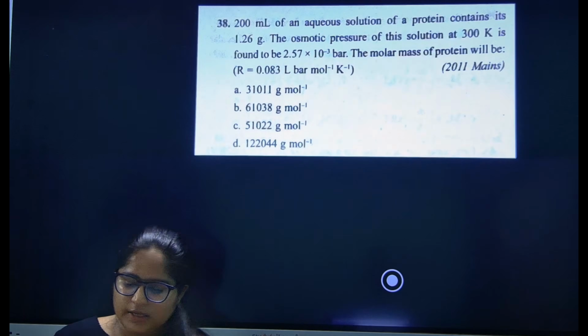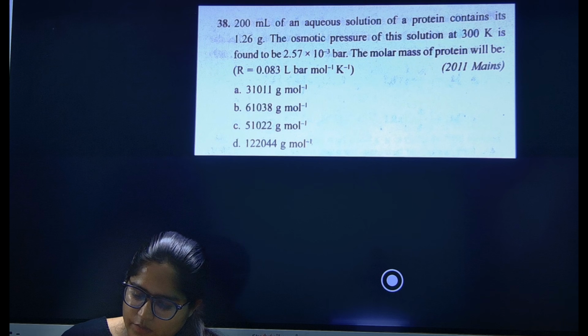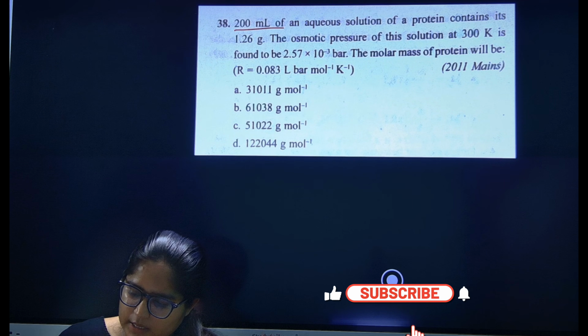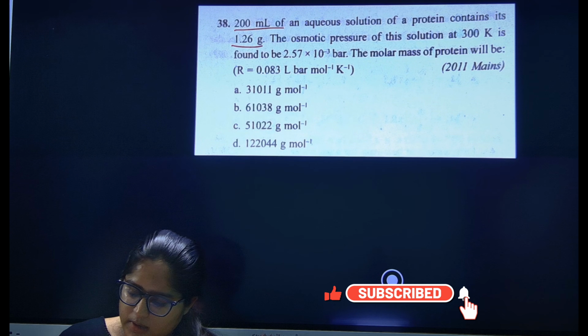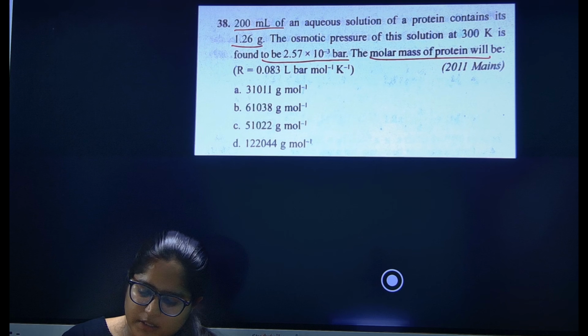Now let us see question number 38. 200 ml of an aqueous solution of protein contains 1.26 gram. The osmotic pressure of this solution at 300 Kelvin is found to be this much bar. The molar mass of protein is? So they are using osmotic pressure.